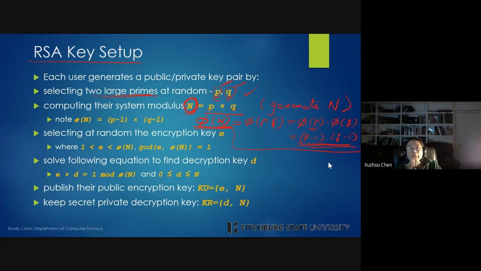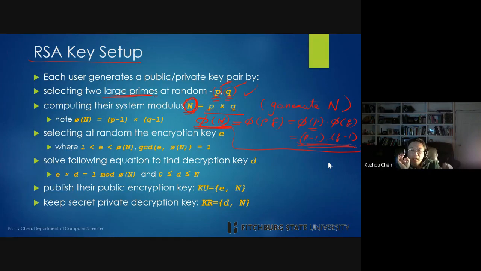What's the definition of phi of n? Anyone recall this? The phi of n is defined as the number of integers less than n, the capital N, and also relatively prime to n, right? Yes. So now, what is phi of n?